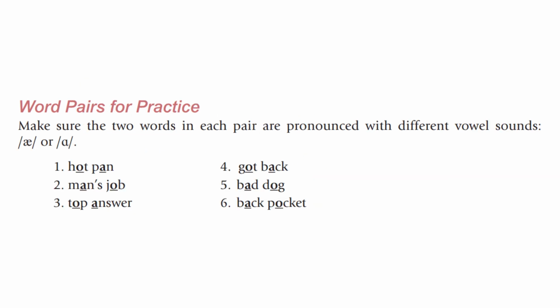Word combinations for a and ah. Make sure that the two words are pronounced with different vowel sounds. Hot pan. Man's job. Top answer. Got back. Bad dog. Back pocket.